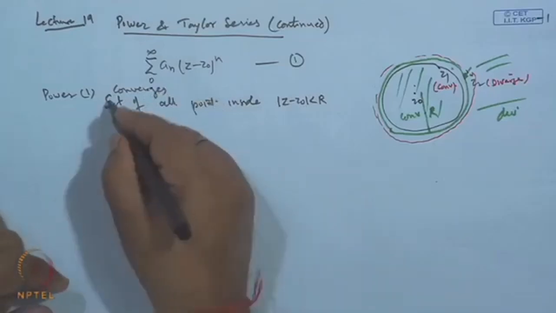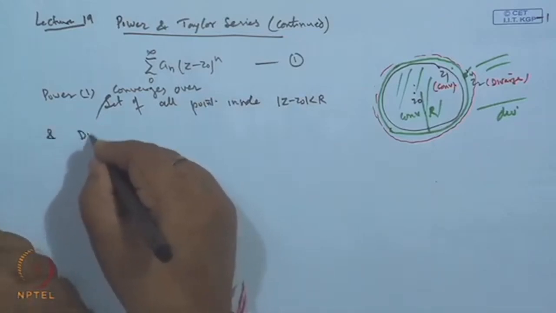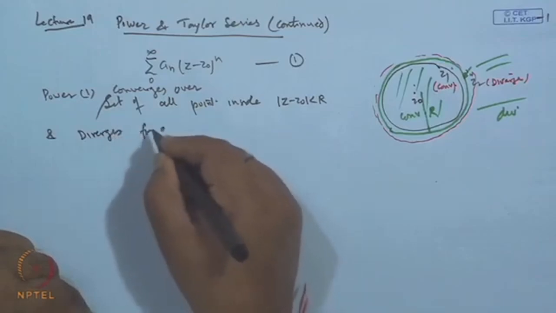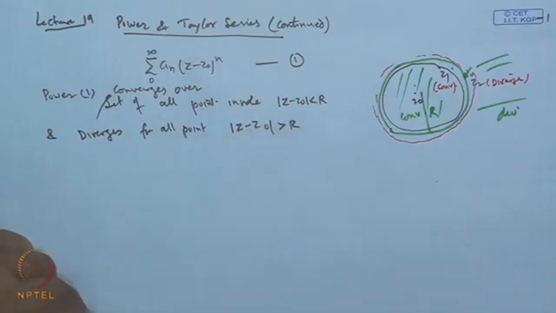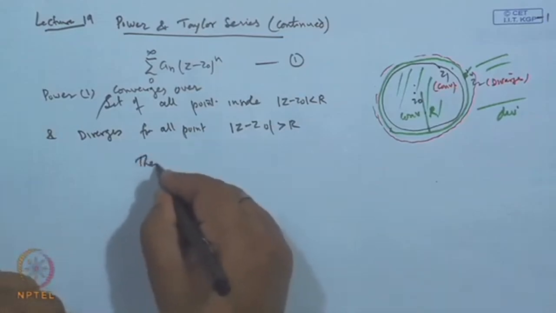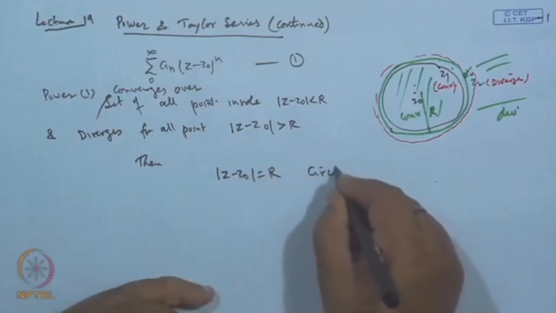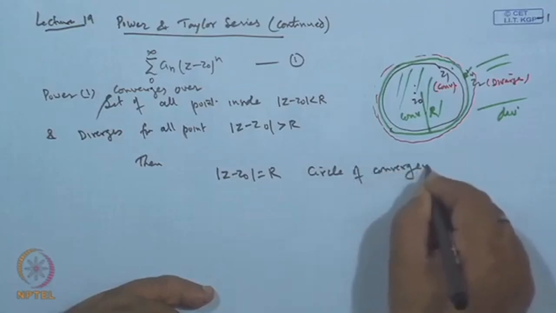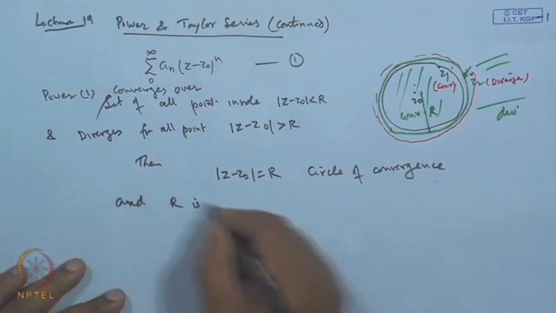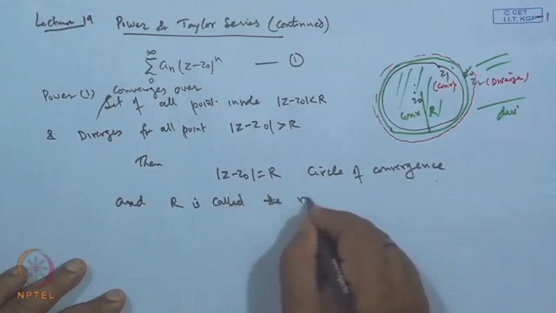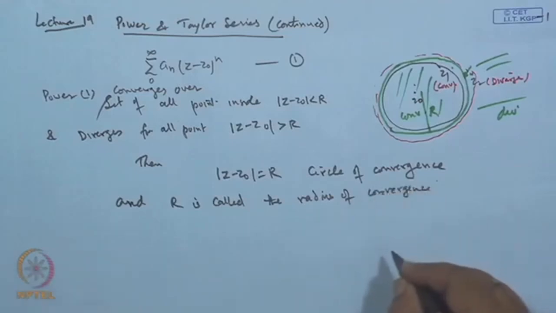And it diverges for all points where mod z minus z naught is greater than r. Then mod z minus z naught equal to r is known as the circle of convergence, and r is called the radius of convergence. That is what we are interested in.